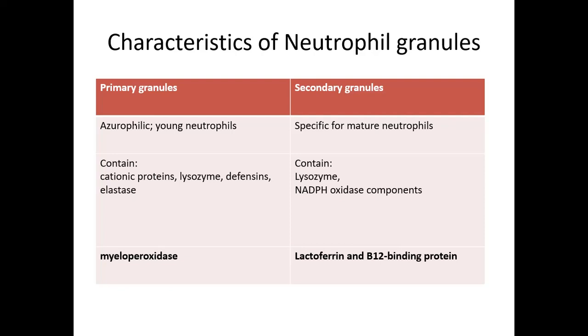The primary granules include the azurophilic granules, which are characteristic of young neutrophils. They contain cationic proteins, lysozyme, defensins, elastase, and myeloperoxidase. Myeloperoxidase is abundantly expressed in neutrophilic granules, and it plays a major role in antimicrobial activity.